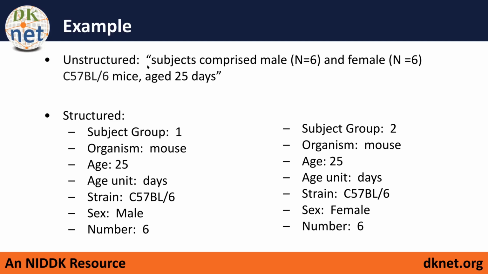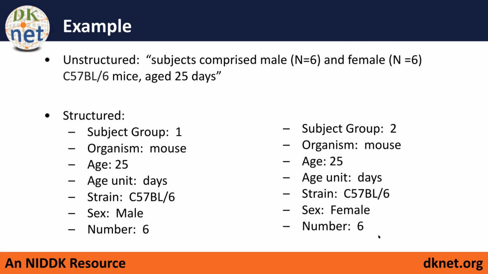So here's an example of unstructured metadata. Subjects comprised males, n equals 6, and females, n equals 6, C57 black 6 mice, aged 25 days. That would be the type of sentence you would have in the methods section, right? If there were a data structure behind it, it might say something like, well, there's something called a subject group, and subject group 1 is comprised of organisms who are, in this case, a mouse. They have an age, which is 25 days, and 25 is an integer, but it's an age, and the unit is days. Here's its strain, its sex, and there's a number called 6, okay?